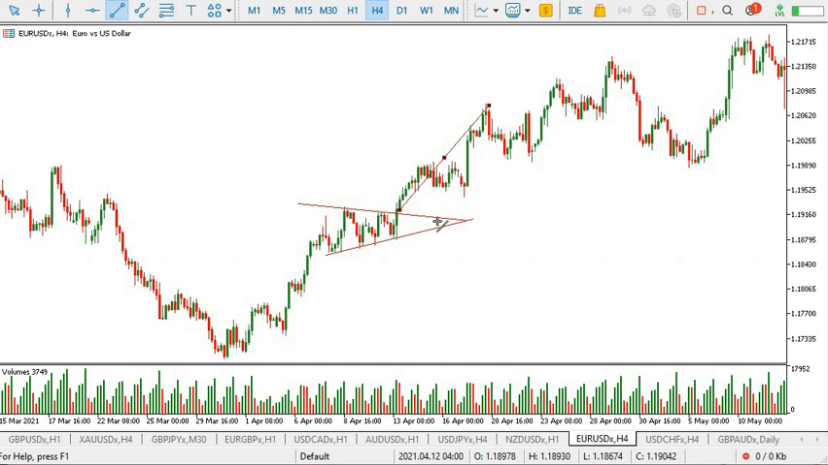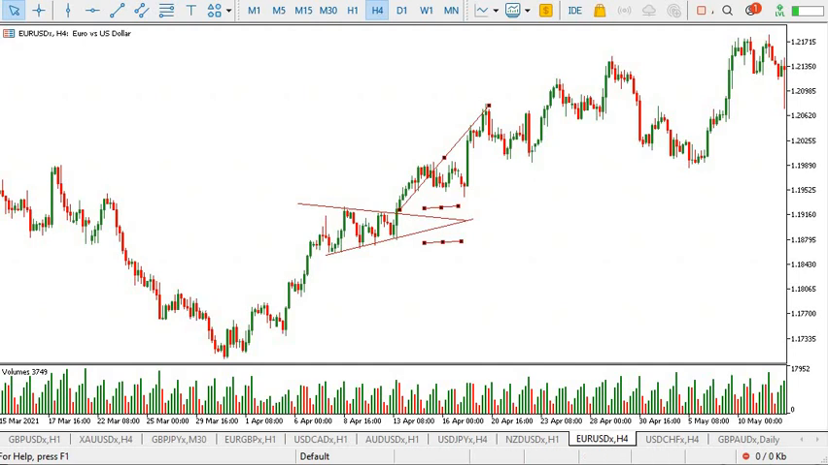We will set our entry above the bullish pennant, because the market never retraces back to retest the pennant, so we will be setting entries as pending orders, and we will set an entry below the bearish pennant. So that's how we are going to trade the pennants.